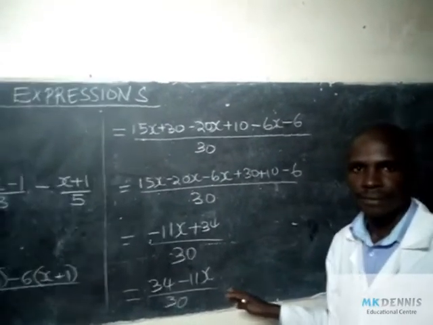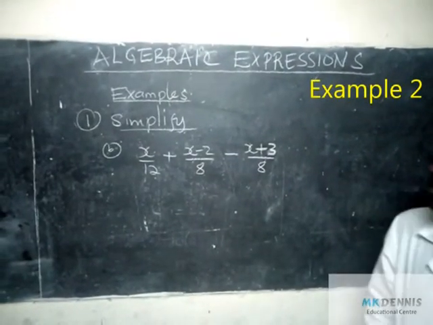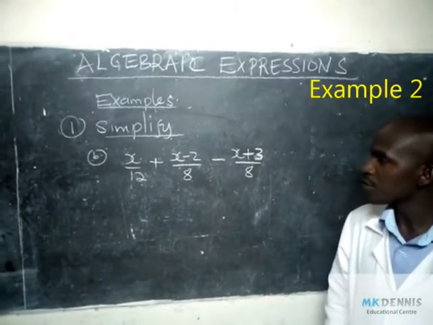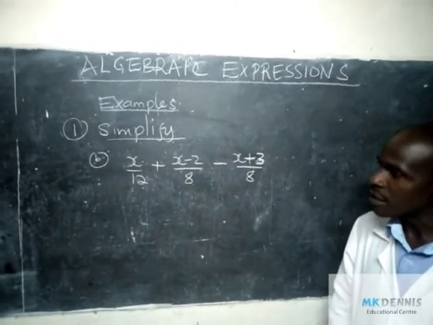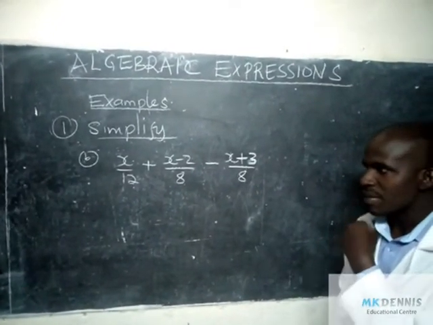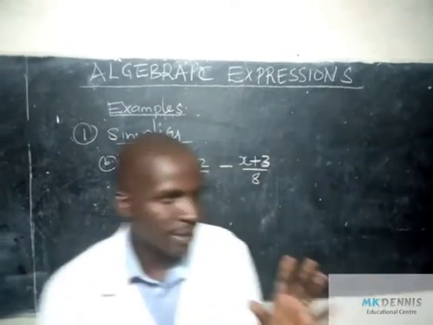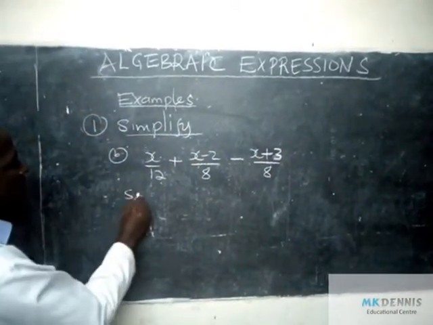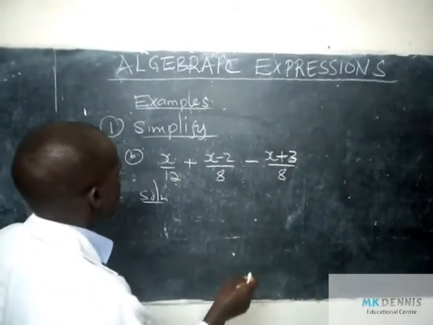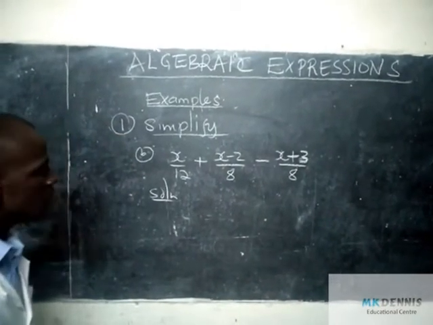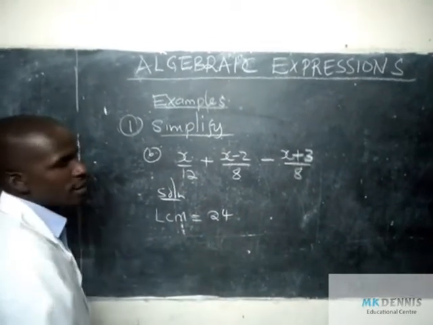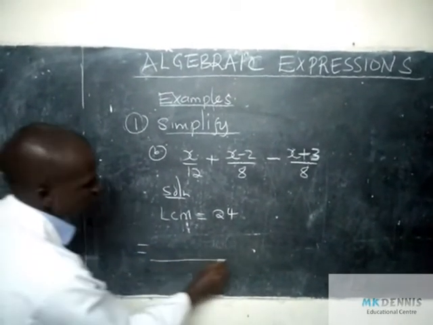Thank you. The second example is more of the same, just as the first one we have done. What we need to cover here is the modalities of how to go about this without making simple mistakes. In solving this problem, we have denominators 12, 8 and 8. So what is our LCM? Our LCM is 24. Let's get now to the working.